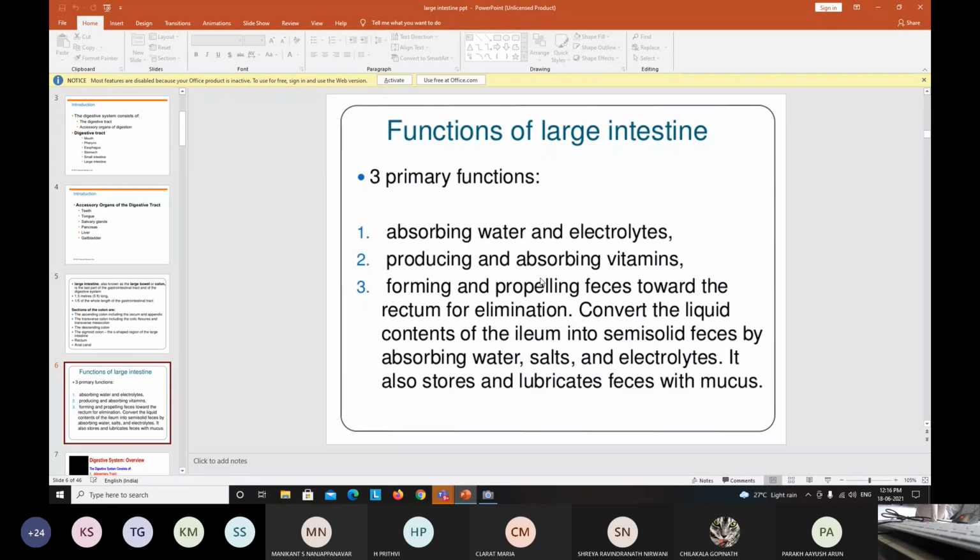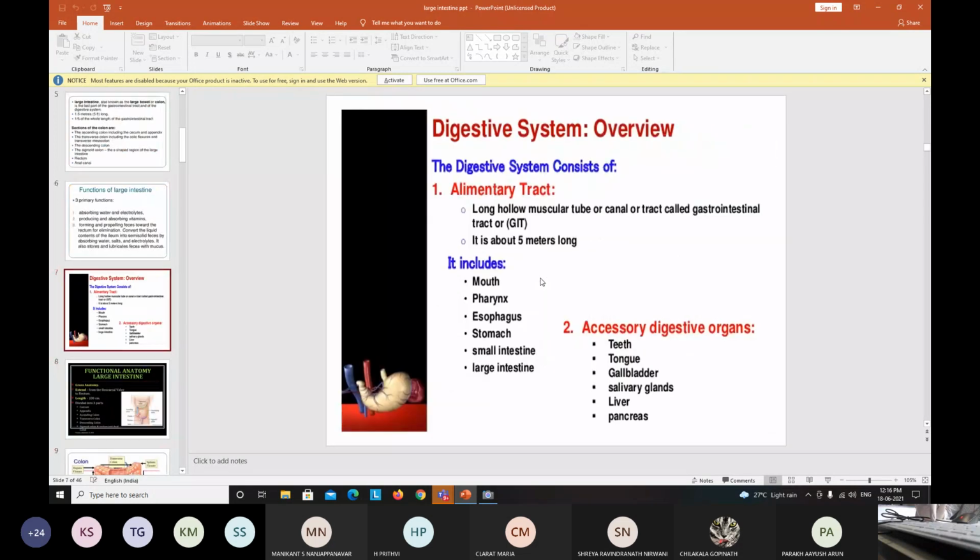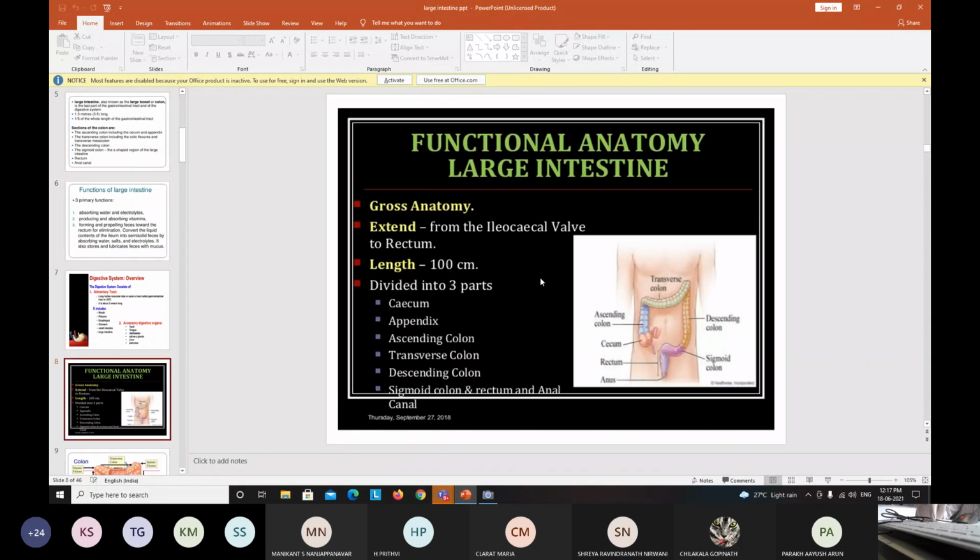Now, as you know, this is the digestive tract: mouth, pharynx, esophagus, stomach, small intestine, large intestine. The accessory digestive organs are teeth, tongue, gallbladder, salivary glands, liver and pancreas. Now this is the large intestine: cecum, appendix, ascending colon, transverse colon, descending colon, sigmoid colon, rectum and anal canal.